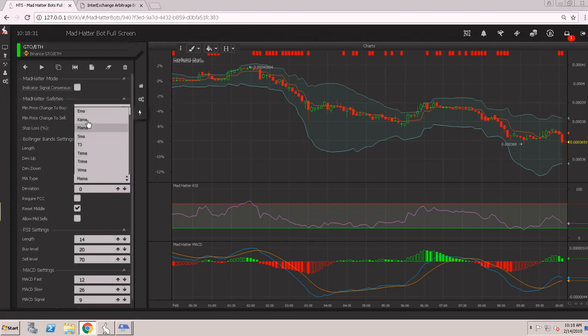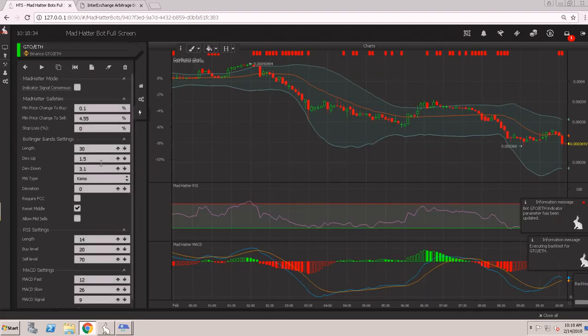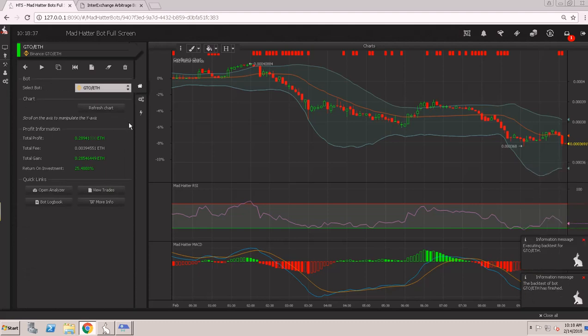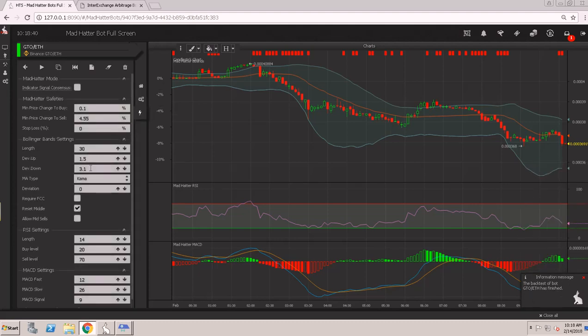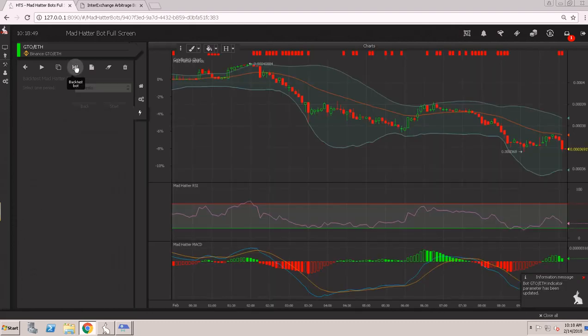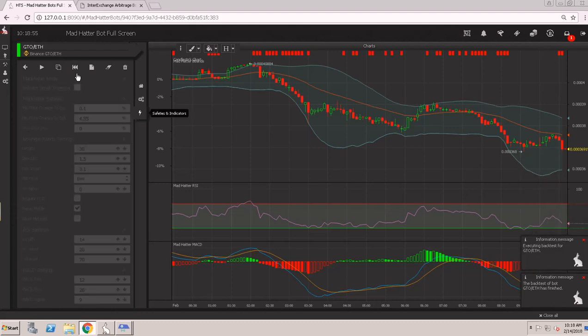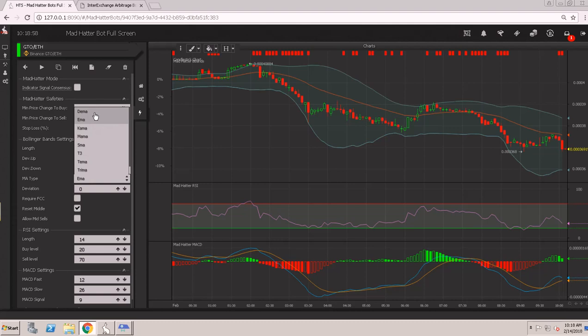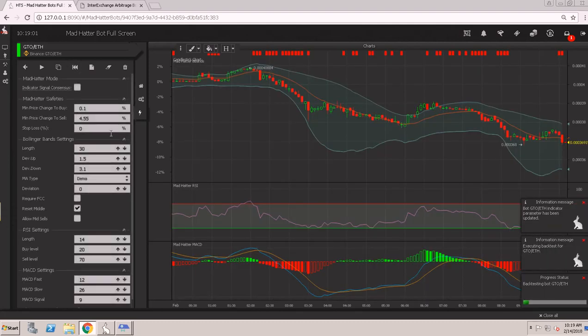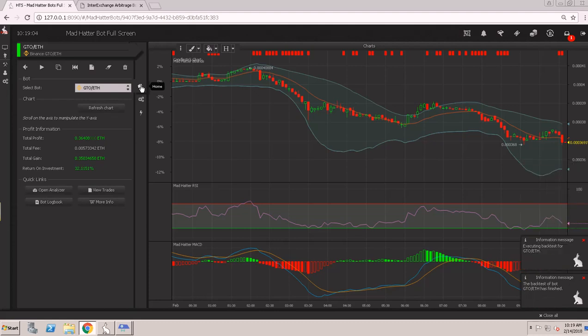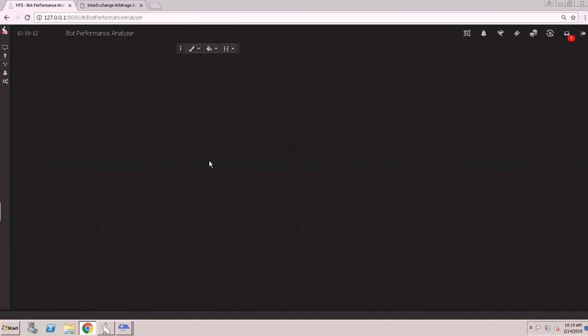Go here. Five. And 4. 32 is the new one. Alright, so this one seems to be doing the best out of everything so far. Let's look at the analyzer. Let's see what's going on.